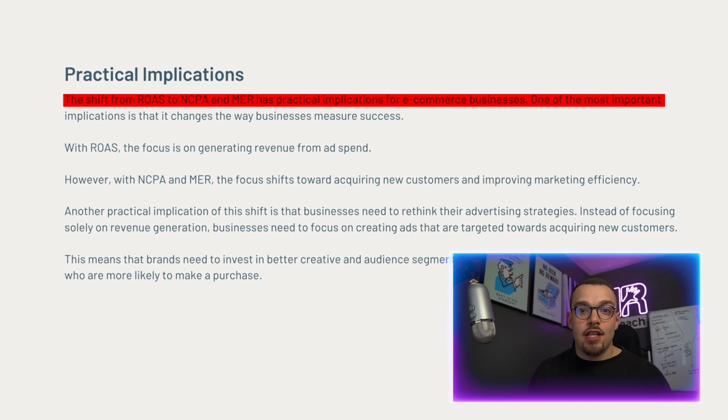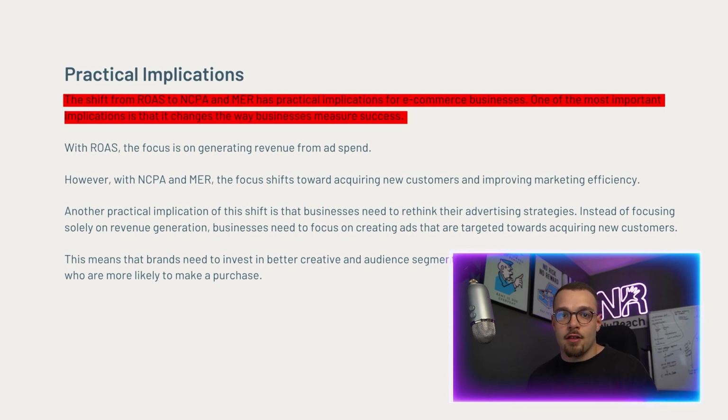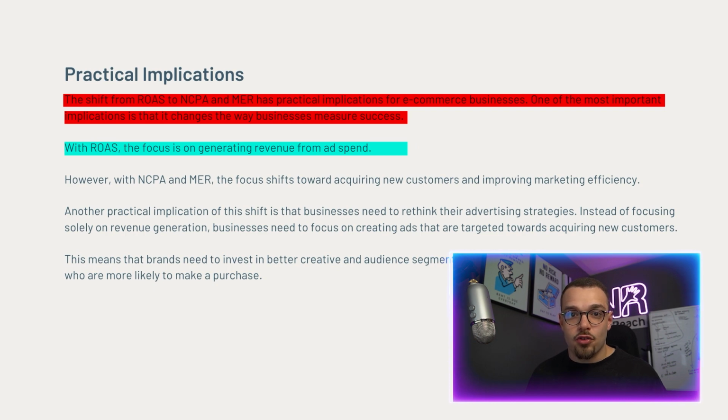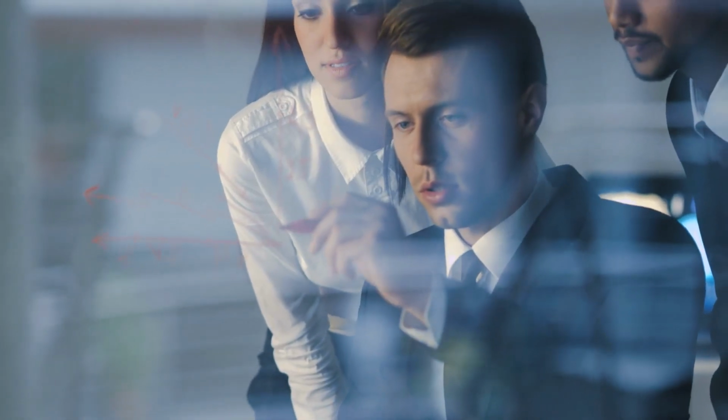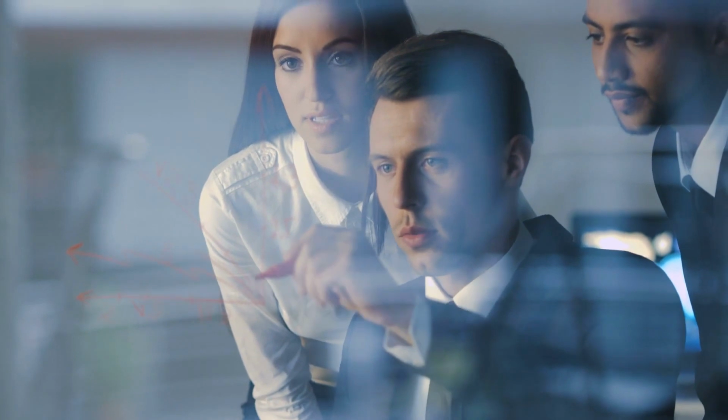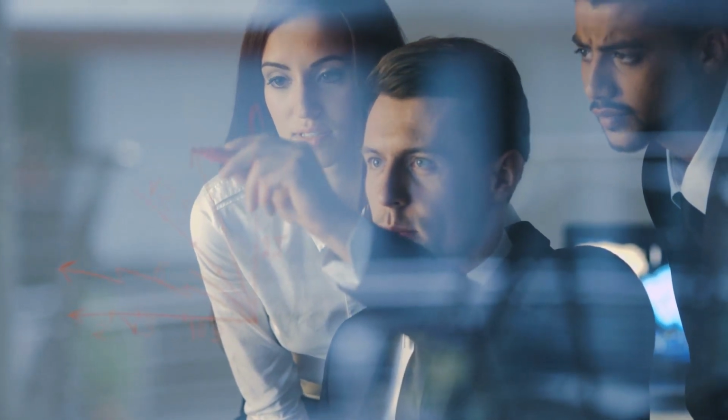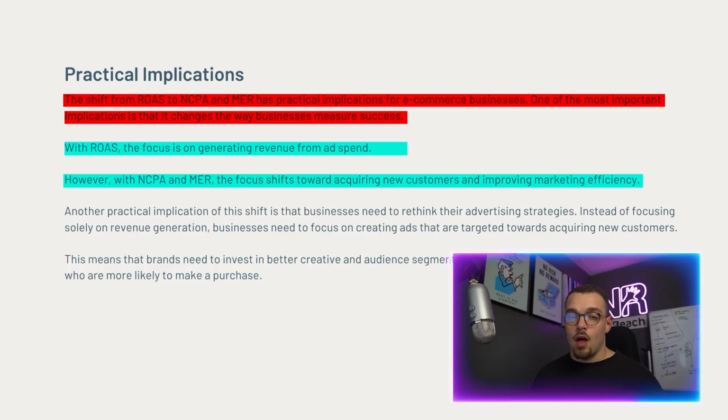Now, the shift in terms of transitioning and tracking these numbers is extremely important for e-commerce brands. With return on ad spend, the focus is generating direct revenue from those ad dollars in a very short period of time. However, with NCPA and MER, the focus in your business shifts ultimately to acquiring new customers efficiently and, most importantly, profitably. Understanding these KPIs will allow you to have a much clearer vision as to what lever you need to pull next to help your brand scale.